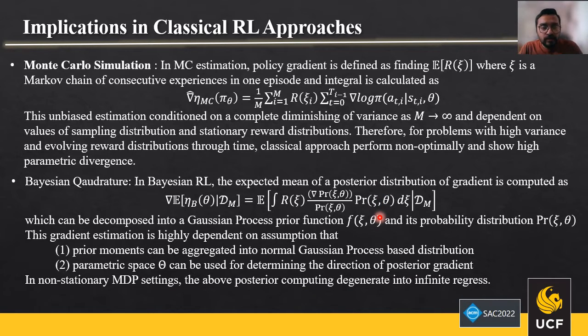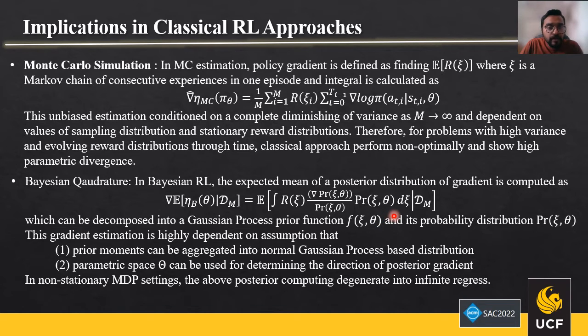Now let's discuss what problems Bayesian learning or Bayesian quadrature faces when solving dynamic environments. In Bayesian reinforcement learning, policies are often modeled as a Gaussian process so that they can represent all the uncertain dynamics of the environment. But the problem here is that the mean of a posterior distribution of the gradient is computed with the expected value of R with the probability of the current trajectory and the current parametric representation theta. Here D_M is a set of samples which also encompass the noisy observations.